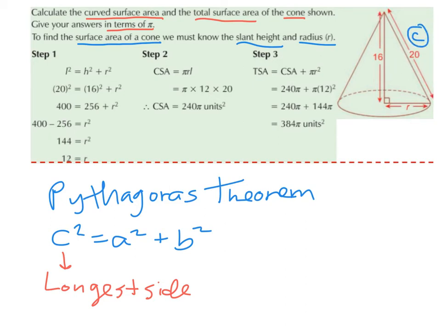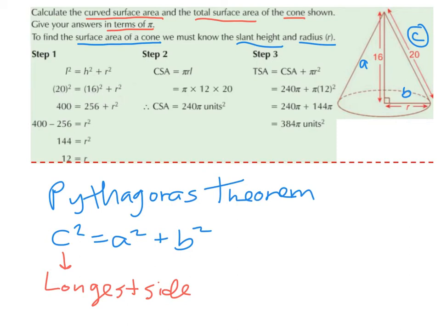So c is 20, and I'm going to have c squared, which is 20 squared, and 20 squared is 400. Then the a is going to be the 16, so a squared is 16 squared, and 16 squared is 256. And then the b is going to be the r, so b squared we'll just call r squared. So we have plus r squared, and that stays the same. So c squared equals a squared plus b squared: 20 squared equals 16 squared plus r squared.